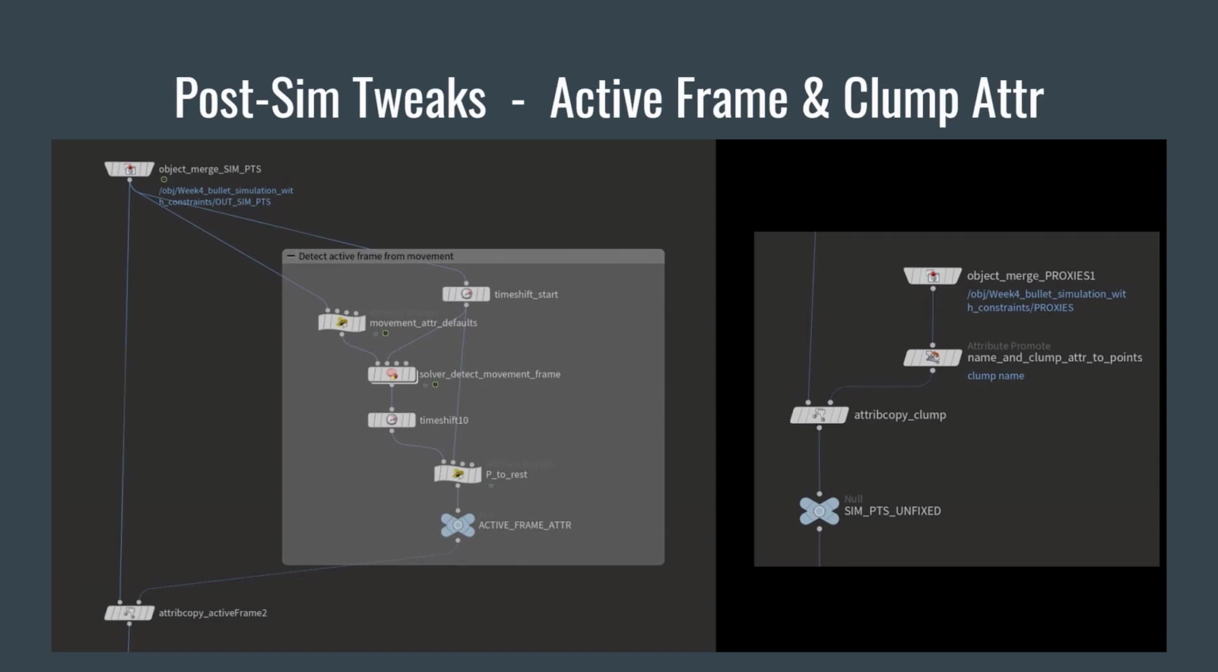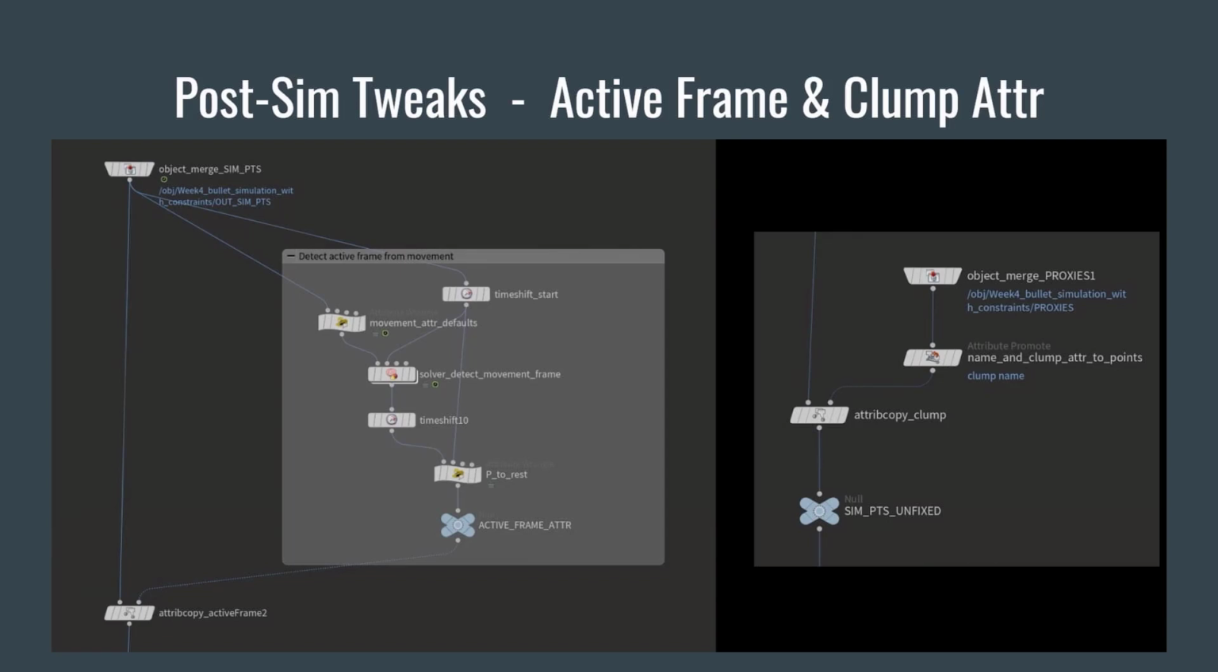Now, in order to set up these post-sim tweaks, it's helpful to determine the active frame for all the pieces in the simulation. Now, it's always best practice when caching your RBD sim to either create points to represent the objects or delete the primitives and cache out the RBD points directly.